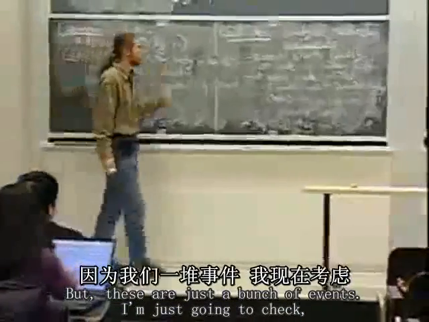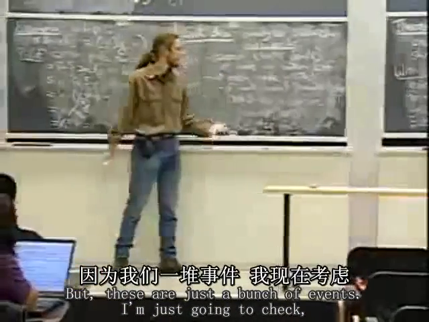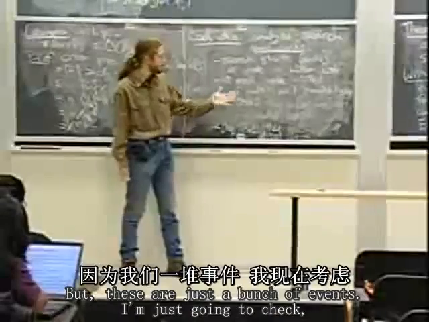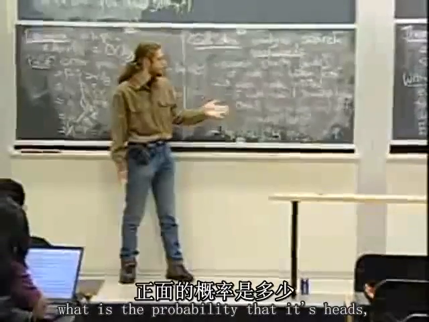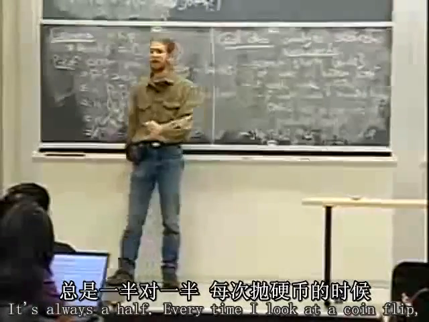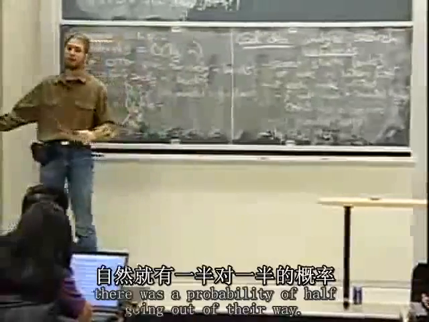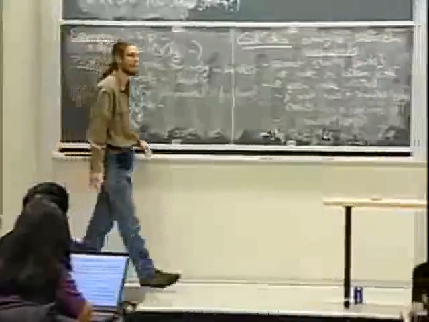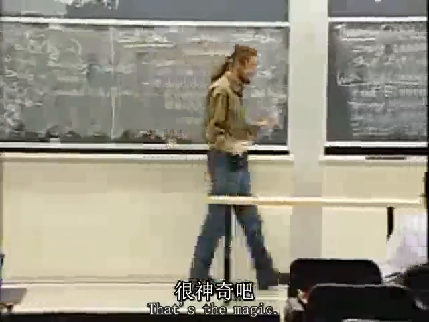But these are just a bunch of events. I'm just going to check what is the probability that it's heads and what's the probability that it's tails. It's always a half. Every time I look at a coin flip, when it was flipped, there was probability a half of going either way. That's the magic.